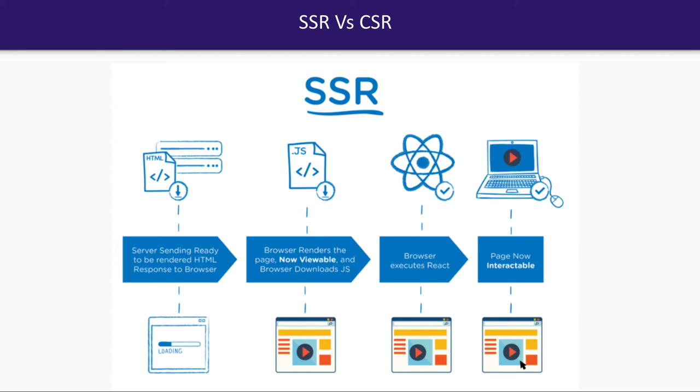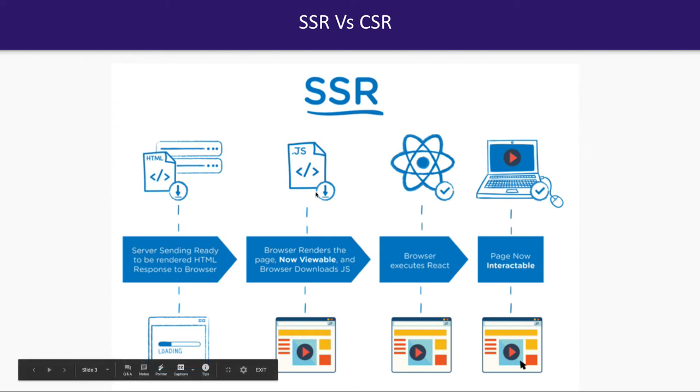The only difference here is the server is sending ready-made HTML to be rendered, okay? It's not like you are sending JSX and then it is getting compiled and all these things. The server is sending ready-to-be-rendered HTML. So whenever that document is ready, you start seeing the page on the browser. That is the difference, right? And then it downloads the JavaScript, it will interpret and execute the React code, and it will make your page interactable. So your page is interactable only at the fourth phase.